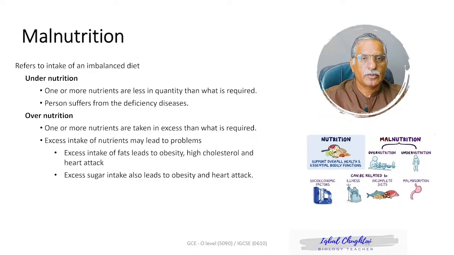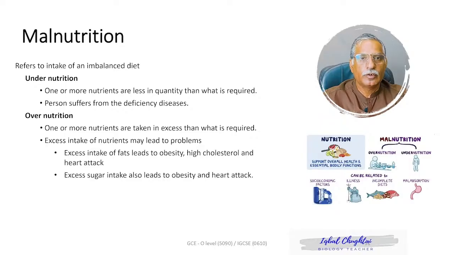If a person is consuming food that contains less iron, that person is likely to suffer from anemia. If a person is using food that contains less vitamin C, that person is likely to experience scurvy. If a person is taking less protein, that person is likely to suffer from kwashiorkor or marasmus.